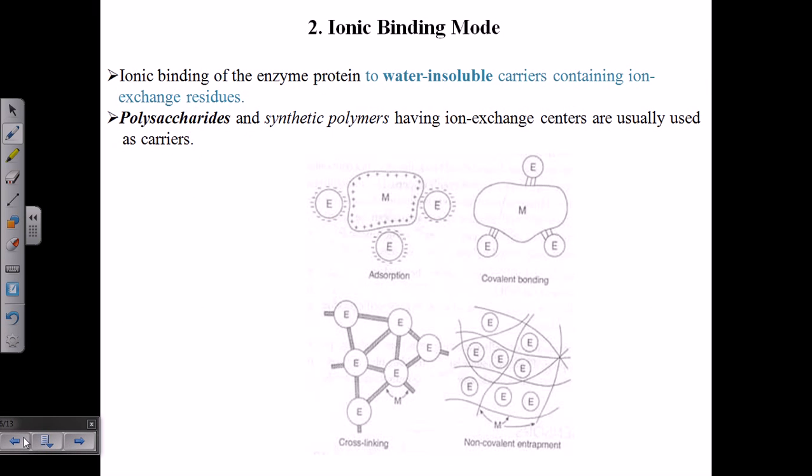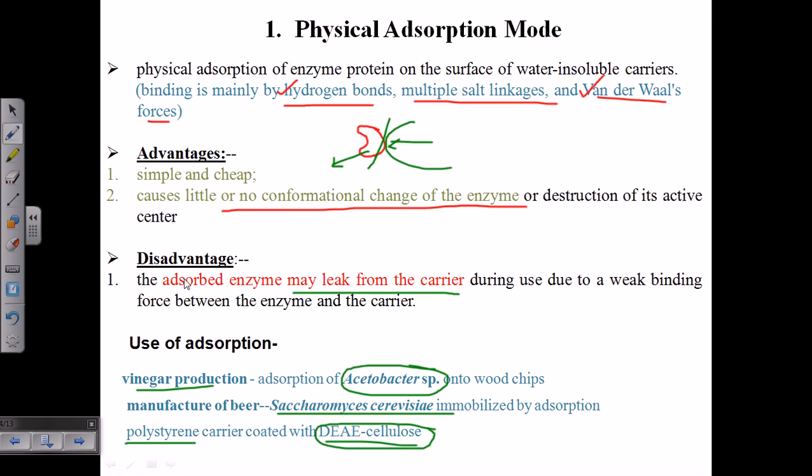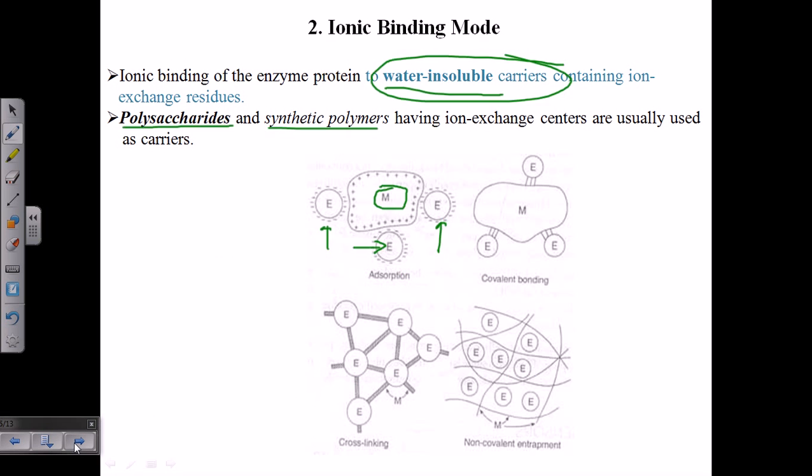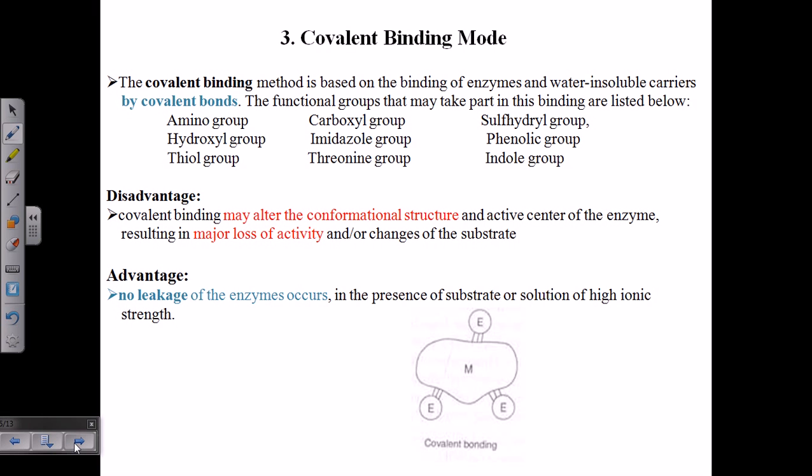Now remember, if we go back to the previous slide, we've discussed about the disadvantage of the physical absorption. We've seen that absorbed enzyme may leak due to the very insufficient strong linkage, so due to the weak linkage between the enzyme and the matrix. But here we can see there is no leakage due to the very strong interaction between the enzyme and the matrix, which is achieved by the covalent binding.